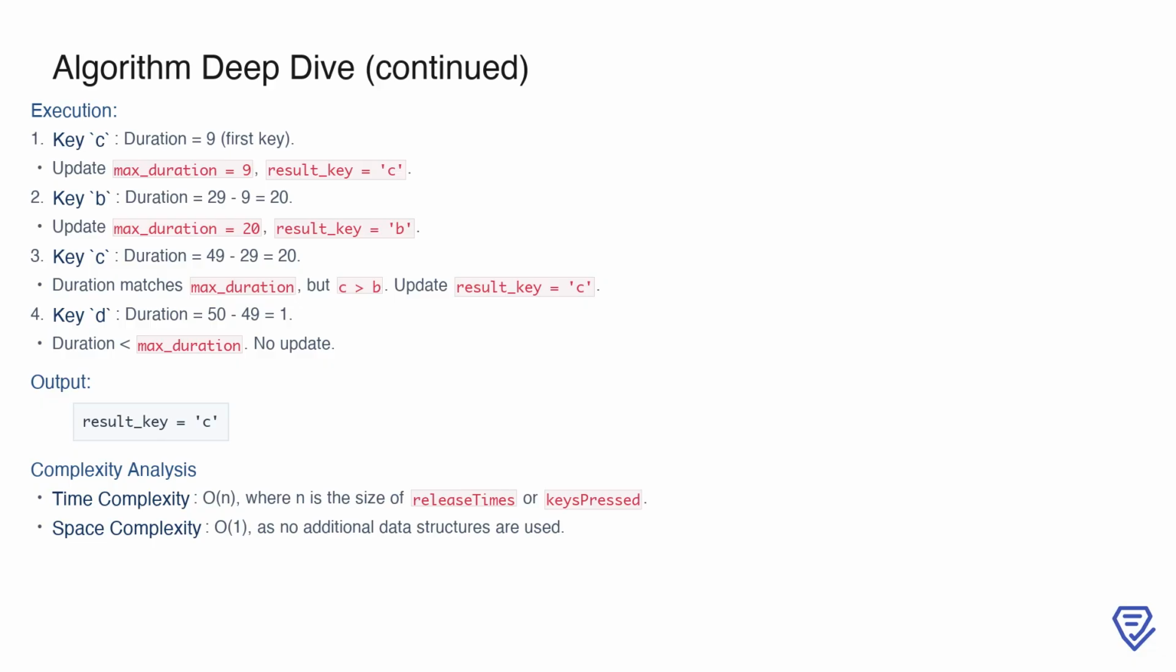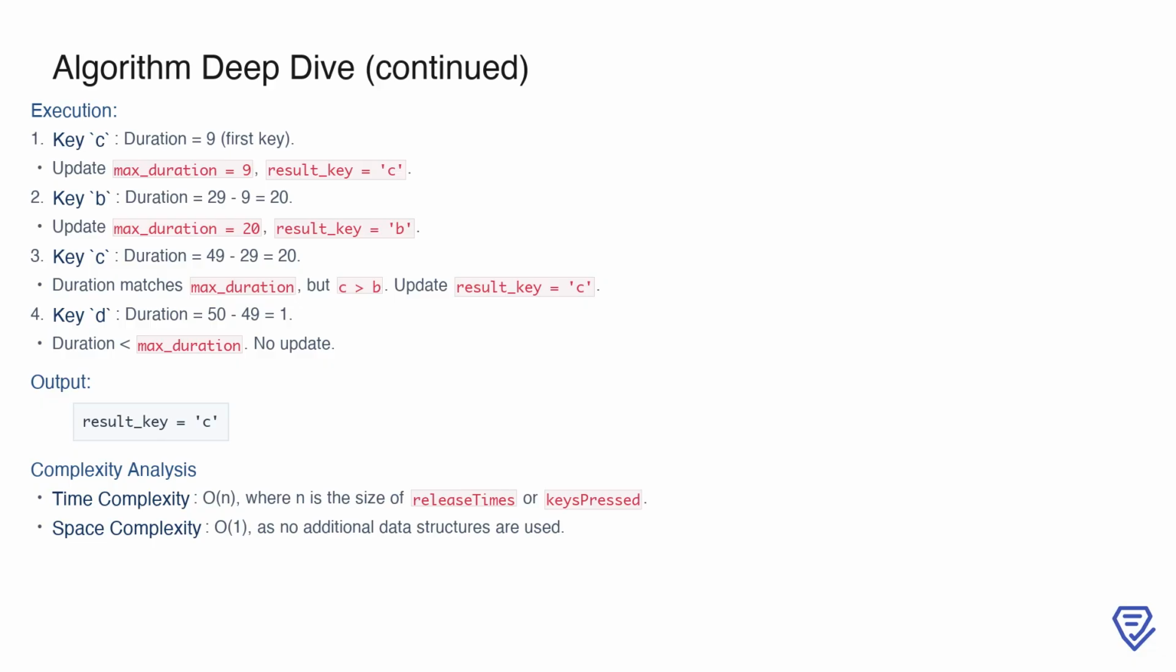Next, for the second key, b, the duration is 29 minus 9, which is 20. Since 20 is greater than the current max_duration, we update max_duration to 20 and result_key to b. For the third key, c, the duration is 49 minus 29, which is also 20. While the duration matches the current max_duration, the key c is lexicographically larger than b, so we update result_key to c. Finally, for the fourth key, d, the duration is 50 minus 49, which is 1. Since this is less than the current max_duration, no updates are made. At the end of the iteration, the result is result_key equals c.